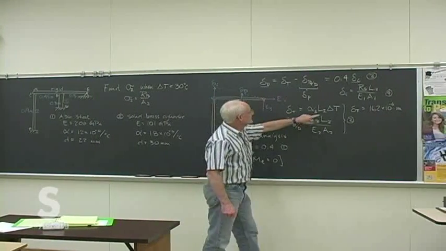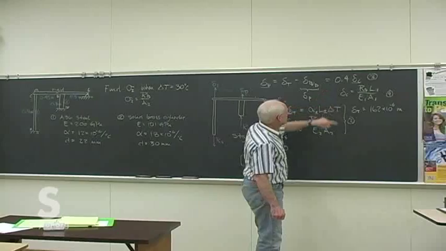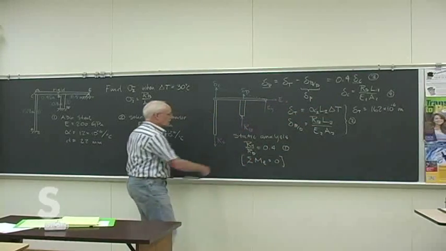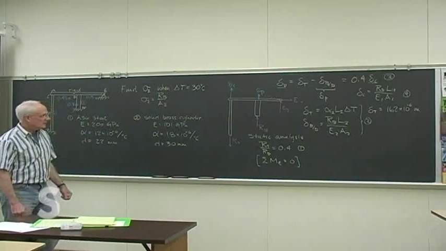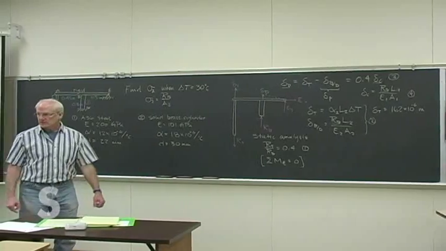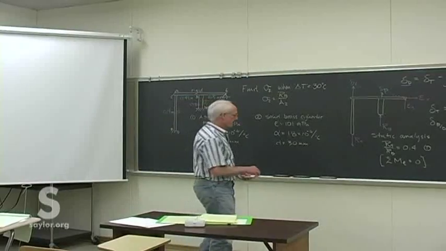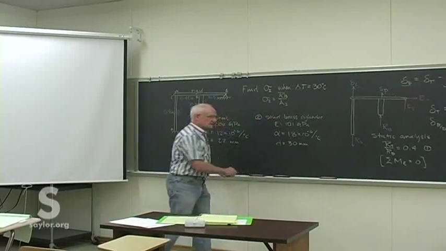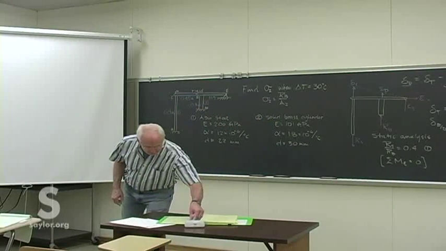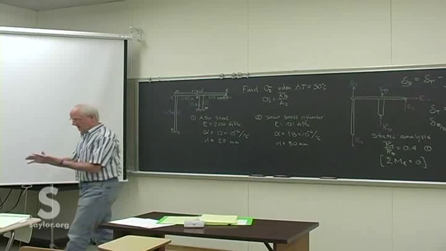These two will be in terms of RB, this will be in terms of RS, but we know the ratio between the two, so we can solve for them there and with the thermal expansion. So that's all the pieces. I think we can do it.